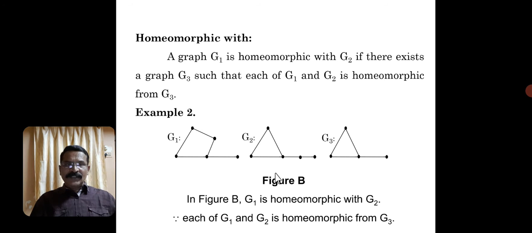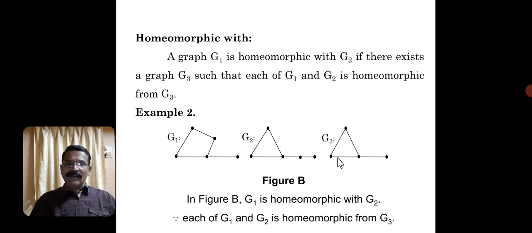How did we get G2? In this edge, we have inserted one vertex, and we got G2. So G2 is a subdivision of G3. How did we get G1? Again, in this edge of G3, we have inserted one vertex. It implies G1 is also a subdivision of G3. Here both G1 and G2 are subdivisions of the graph G3.